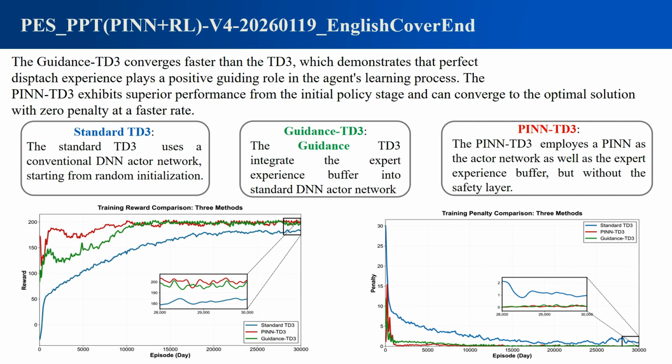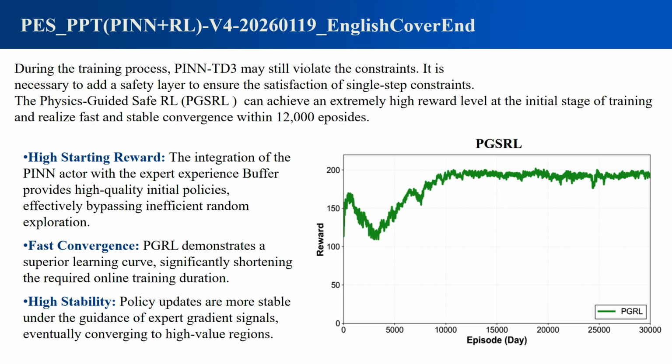The lesson is that expert experience helps, and PINN structure helps even more. PINN TD3 can still violate constraints during training because it lacks the final projection safeguard. PGSRL adds the safety layer and therefore combines three advantages: a high-quality initial actor, expert experience, and strict single-step correction.